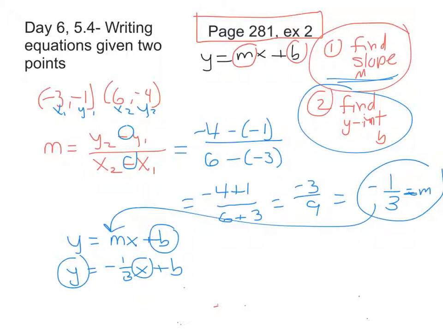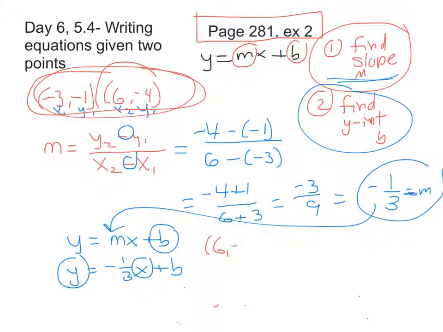And this time I have a choice. I have 2 different points, and I can use either one of them. In this problem, I'm going to use the second point just because it has fewer negatives. Less of a chance to make a mistake. So substituting in, that would give me -4 equals -1/3 times 6 plus b. And this is going to enable me to find b.